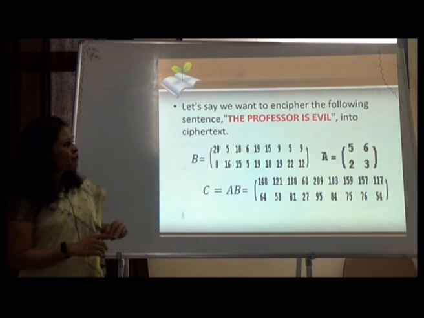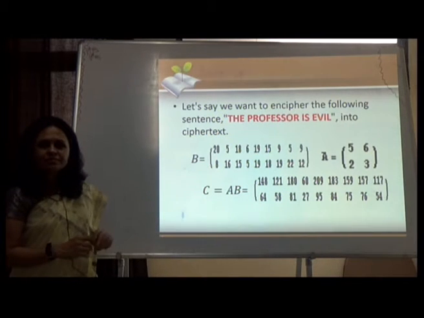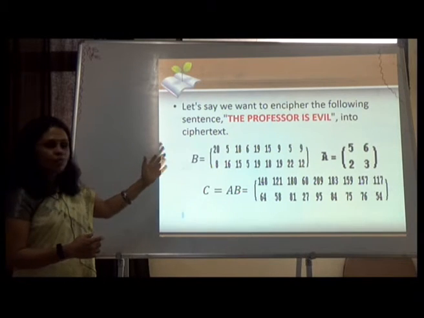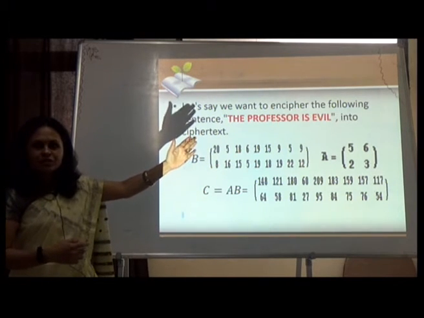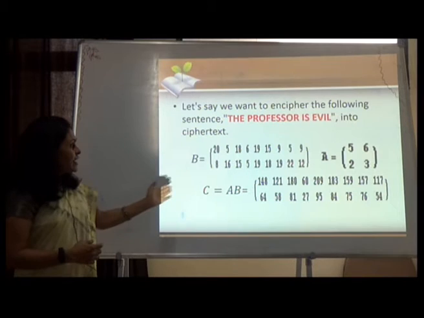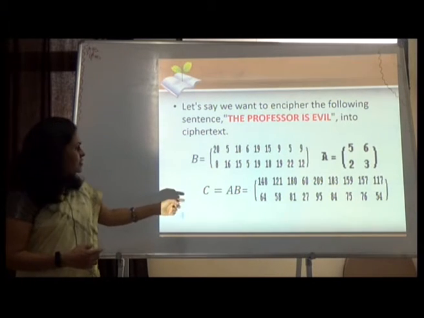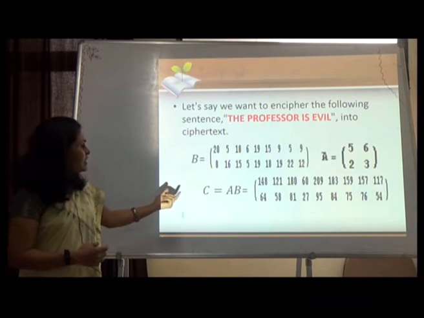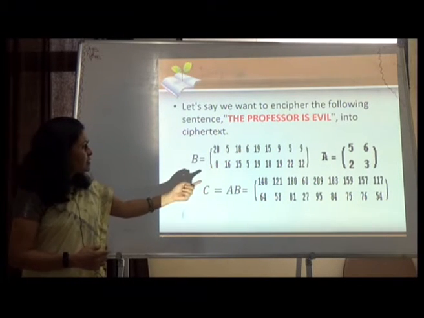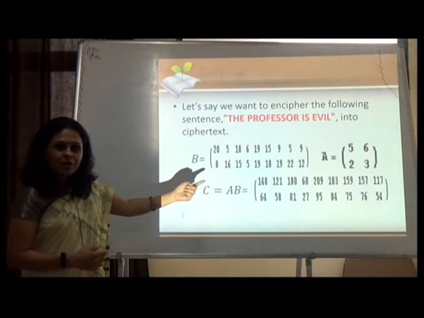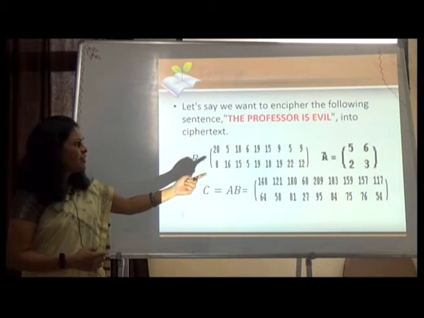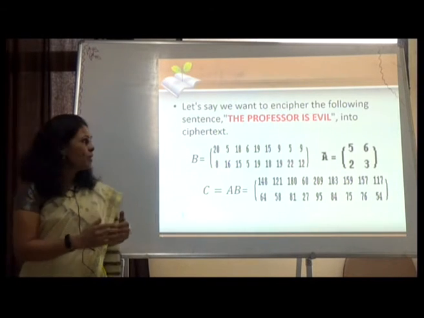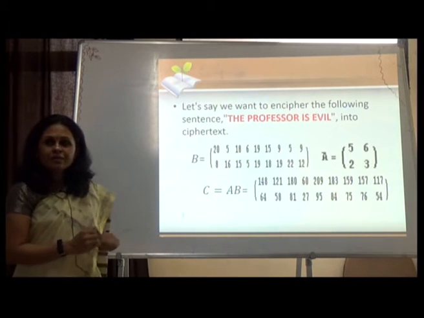A is the specific choice made: 5, 6, 2, 3. It is a 2 by 2 matrix, because as the number of rows here is 2, the size there is also 2 by 2. Then C is A into B. This is imposing A on the B matrix. So, what is the encrypted matrix C that I get? It is 148, 121, 180, 60. Can you see the bigger numbers that we get after loading matrix A on B?